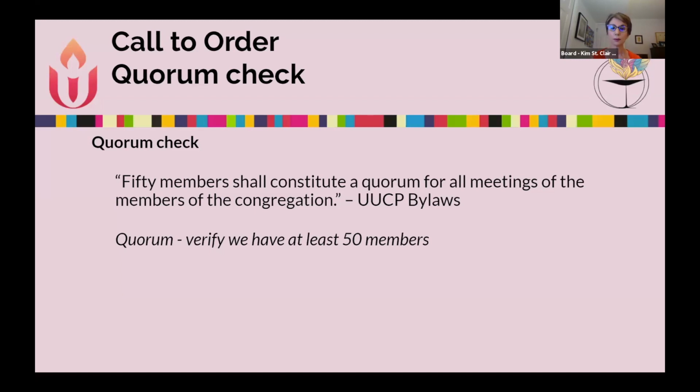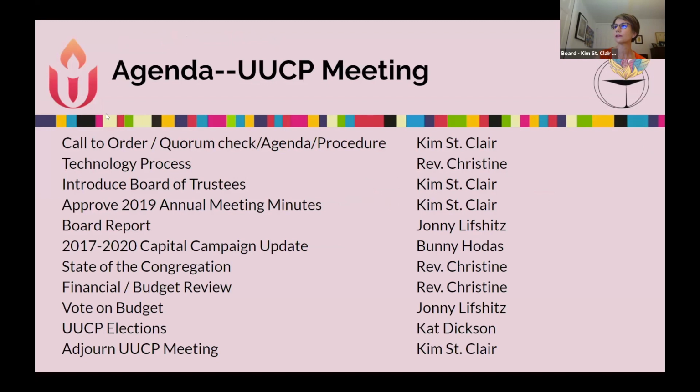So we've got our quorum check. Jenny Jones, you were taking the count for us that at least 50 members shall constitute a quorum for all meetings of the members of the UUCP bylaws. And we have verified that we have 50 members. Jenny Jones, are you on the call that you can give our official check? I see well in excess of 50. Okay, great. And so we're going to call this meeting to order then officially at 12:03 p.m.